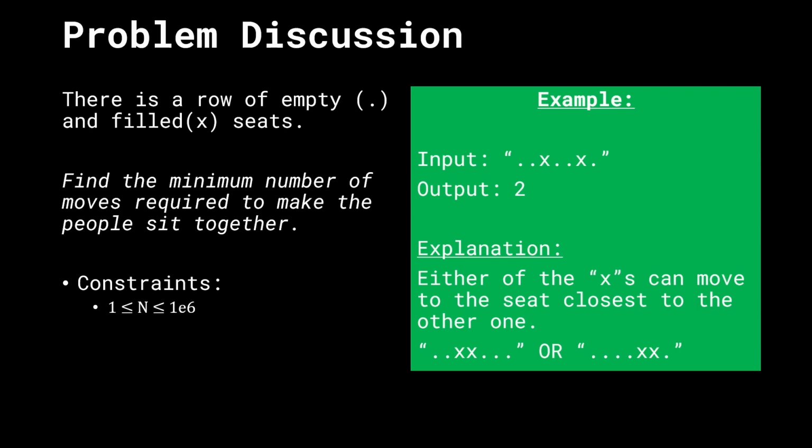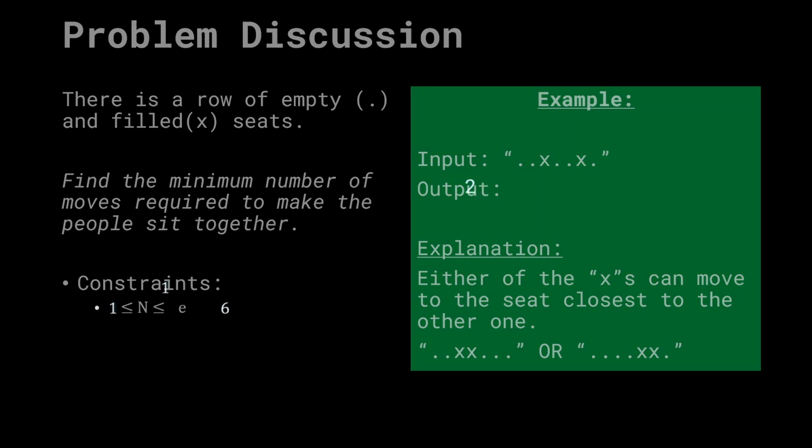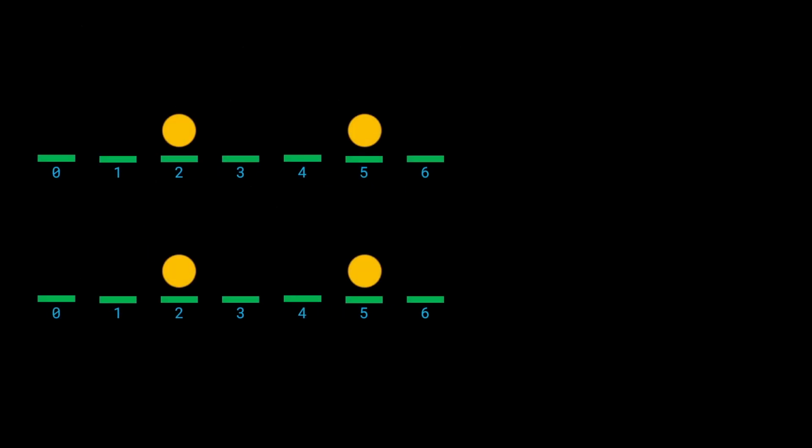The constraints mention that n, the total number of seats including both empty and filled, is between 1 and 10 to the power 6. So if we look on the right hand side, the input looks like dot dot x dot dot x dot. And the output of this question is 2. Now let's take a look at a visual explanation to understand this better.